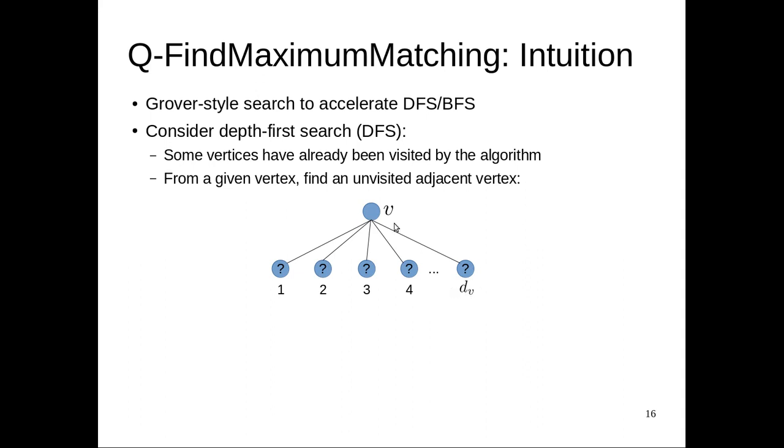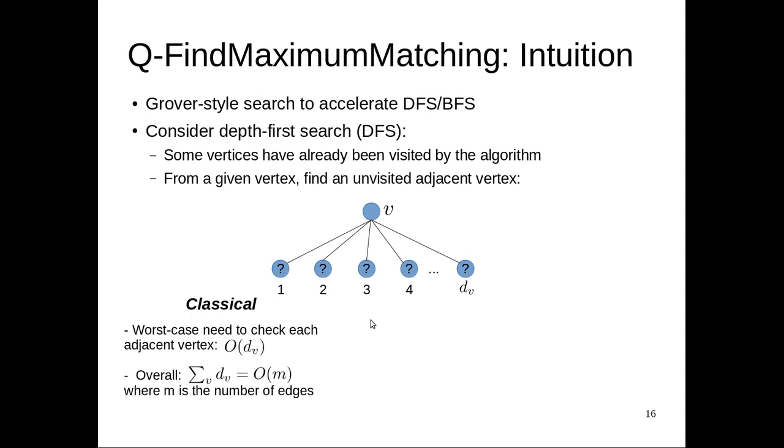What we want to do is find the next node to go through in our DFS, such that the node we go to hasn't already been visited. Classically, in the worst case, we're going to need to check each adjacent vertex. So the complexity of this operation is on the order of the degree of that node. And if we sum this over all of the vertices in the graph, we end up with a procedure on the order of the number of edges in the graph.